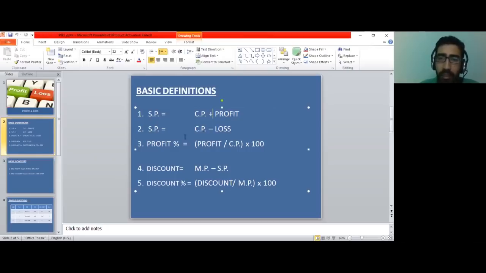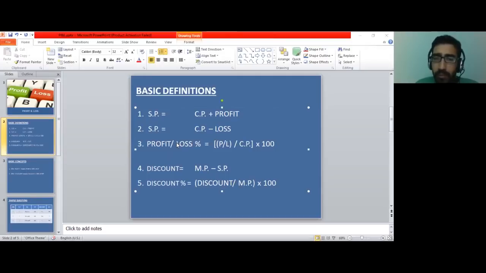And profit and loss percentage, of course, should be here, loss percentage as well. Profit or loss percentage is always calculated on CP. It is profit or loss divided by cost price into 100. This is clear, guys. This is very simple. I think you've seen this before.